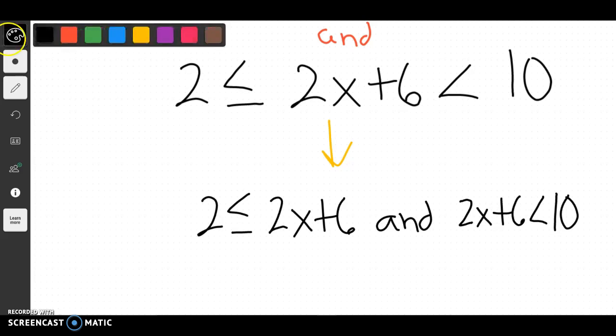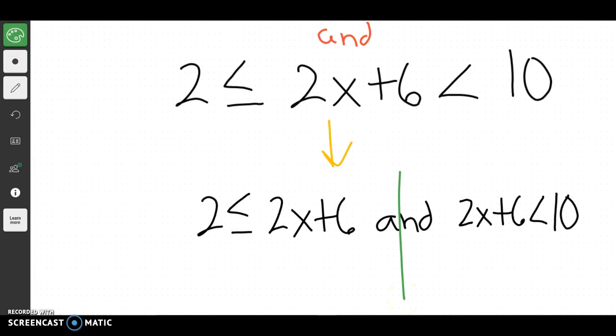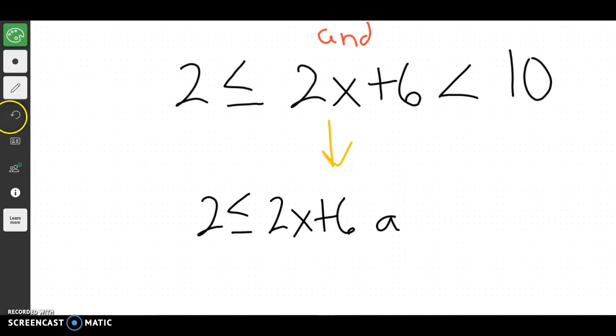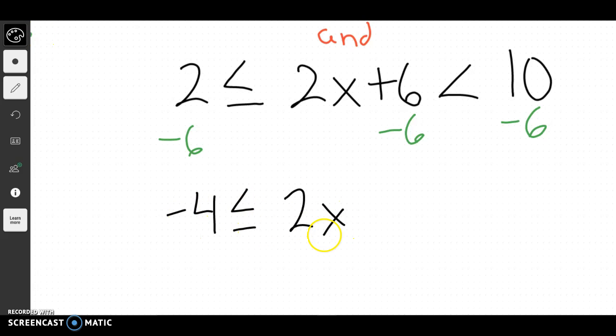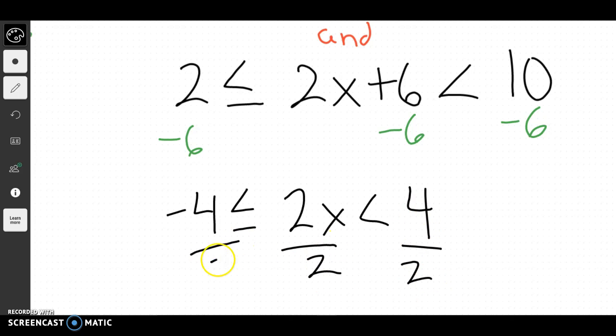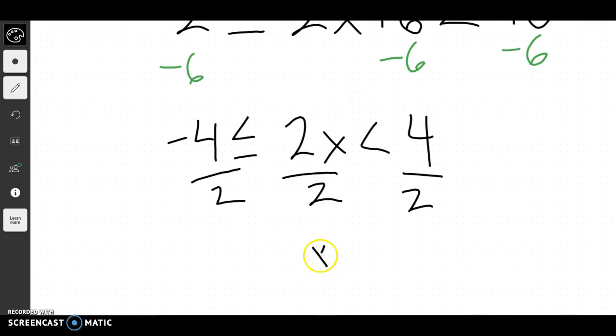We could solve it like we did last time, where we cut this in half and solve each side. That's actually a little bit slower than if we just treat it as 1, and then we'll add and subtract to both sides. So like I'll subtract 6 here, here, and here, and get that negative 4 is less than or equal to 2x, which is less than 4. Then divide by 2, and I would get x is less than 2 and is greater than or equal to negative 2.